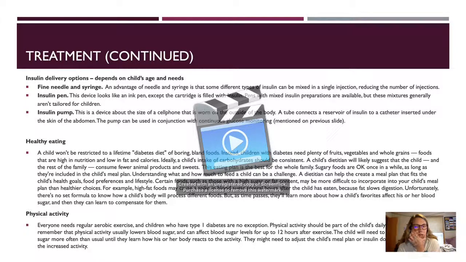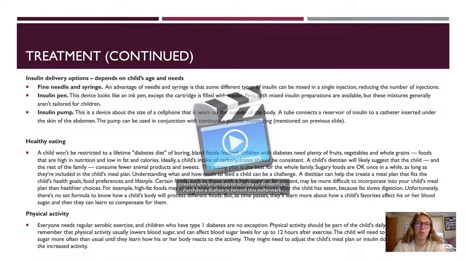The insulin pen looks like an ink pen except the cartridge is filled with insulin. Pens with mixed insulin preparations are available, but they're not generally tailored for children. And then an insulin pump is a device about the size of a cell phone that is worn outside of the body. A tube connects a reservoir of insulin to a catheter inserted under the skin of the abdomen, and the pump can be used in conjunction with continuous glucose monitoring, which I just mentioned on the previous slide.